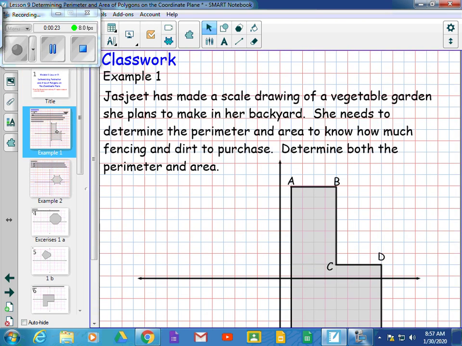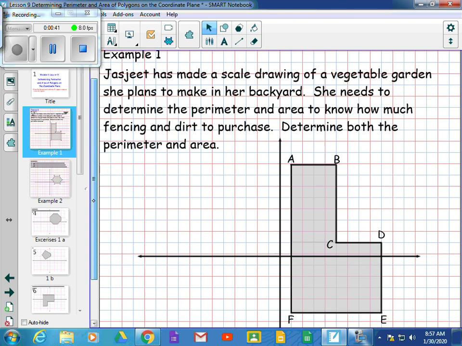We're going to start with example number 1. It tells us Jas G has made a scale drawing of a vegetable garden she plans to make in her backyard. She needs to determine the perimeter and area to know how much fencing and dirt to purchase. Determine the perimeter and area.